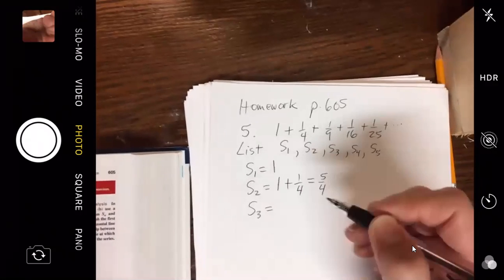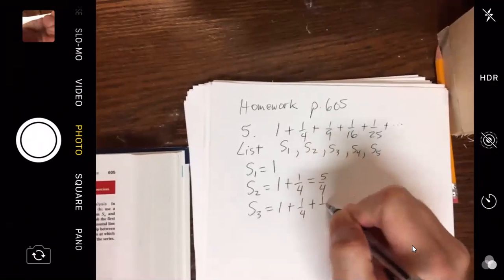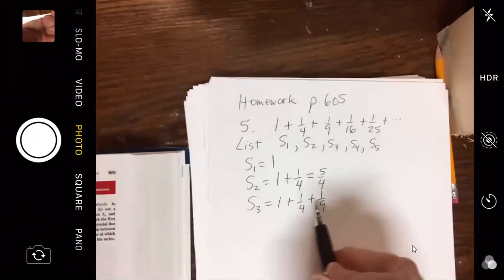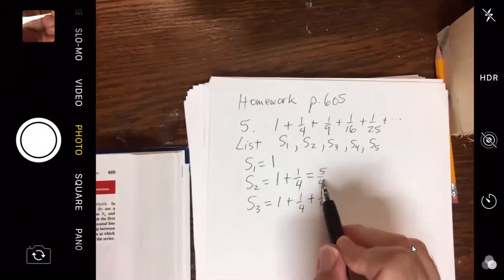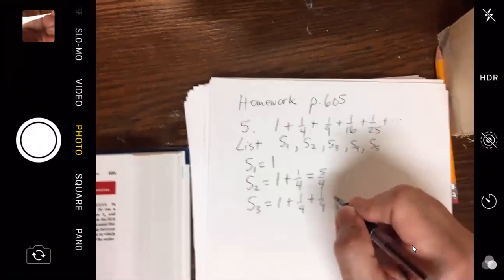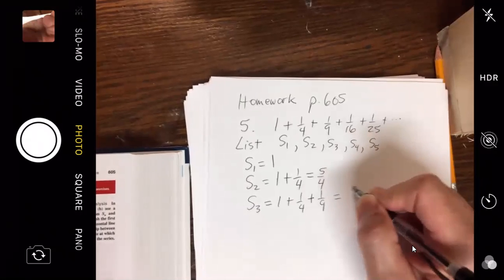S3 would be the sum of the first 3. Now, do you see I don't really have to reinvent the wheel? I've already done the first 2 here. I really only have to take the previous sum and add the next piece. Everybody see that? Add 1/9.